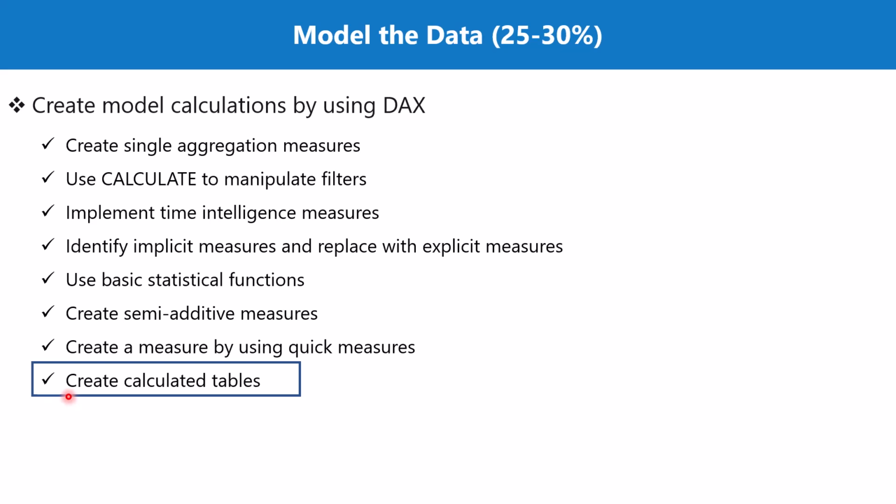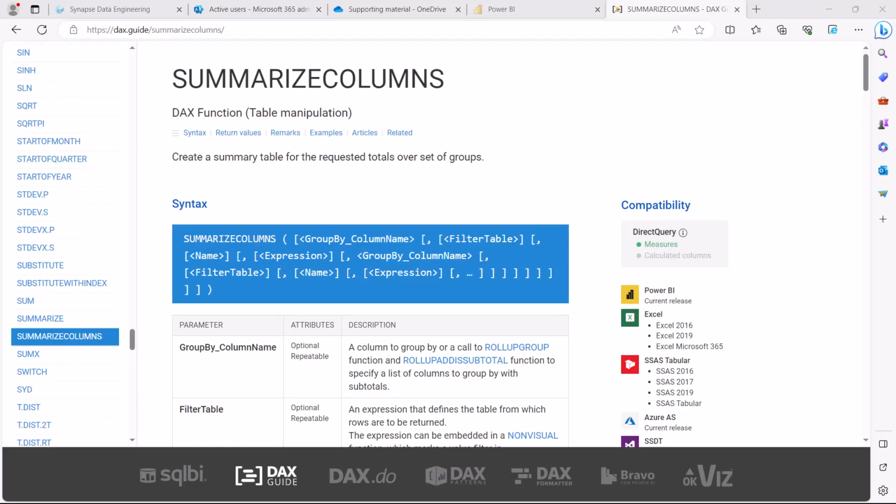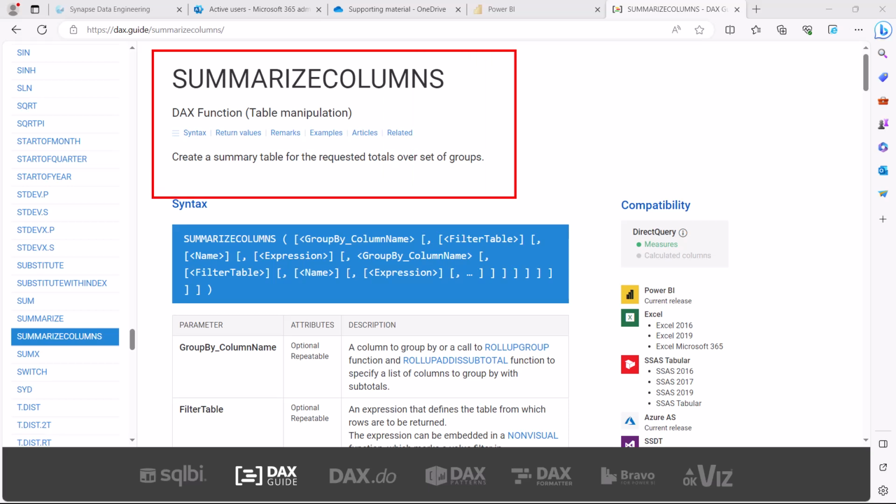In this video, we will continue our discussion on the topic create calculated tables. We have already had a look at filter, values, distinct and all table functions in the previous parts. Now in this part, we are going to have a look at the function summarize columns. So let's have a look at the definition of summarize columns on the DAX.guide website.